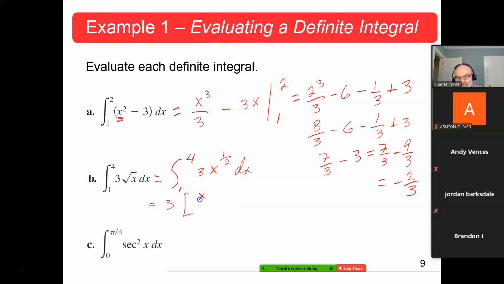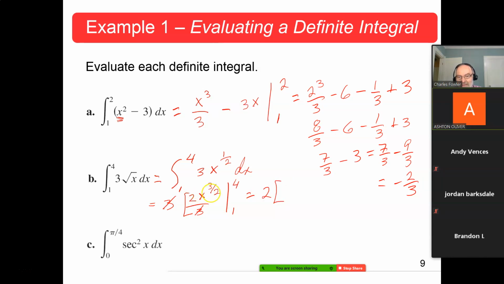That would be x to the 3/2, right? You increase that by 1, and then you divide by the new exponent, which is the same as multiplying by 2/3, right? Yay or nay? Been a long time since we did those. Okay, plug this in from 1 to 4. Okay, now before I do anything else, I'll notice this 3 and that 3 divide away. So let's do 2. I'm going to pull the 2 on the outside too.